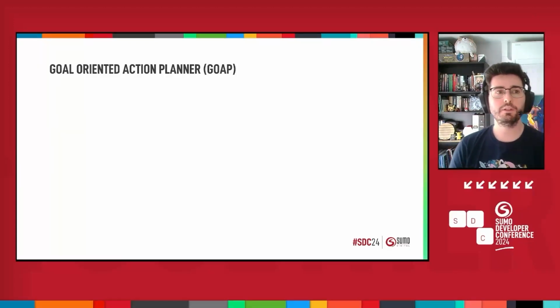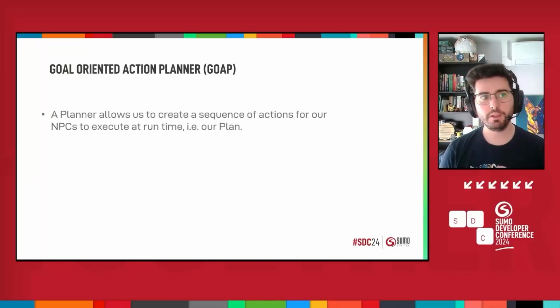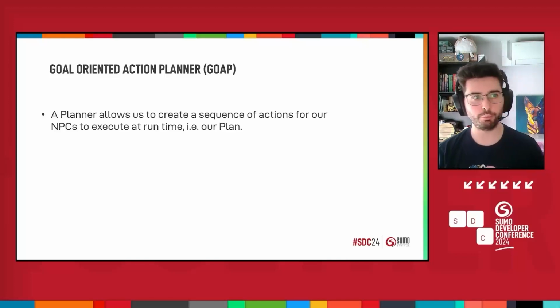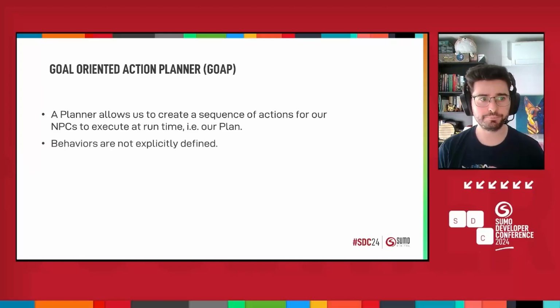Okay, so next we are going to be covering Goal-Oriented Action Planner, or GOAP for short. Unlike state machines and other architectures we'll cover in a few slides, GOAP is actually in charge of creating a plan ahead of time that the NPC will execute at a later point. And it does this by running through a sequence of actions and putting them together at runtime. And that will be our plan.